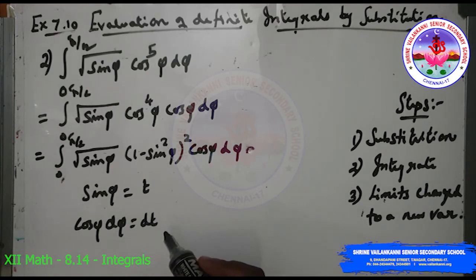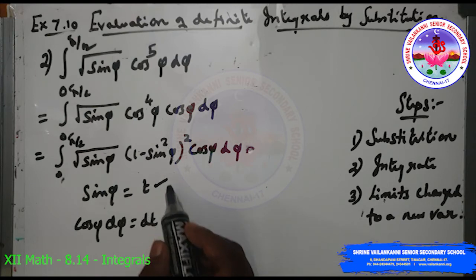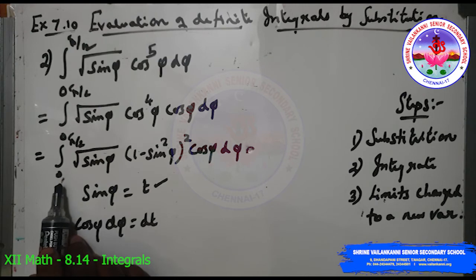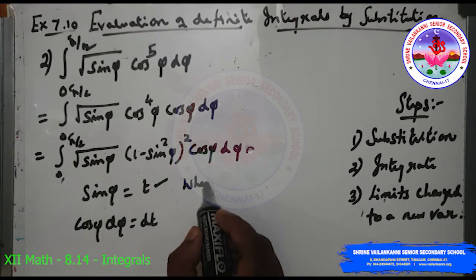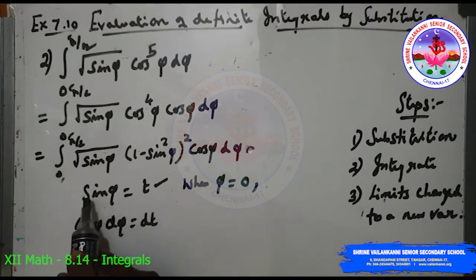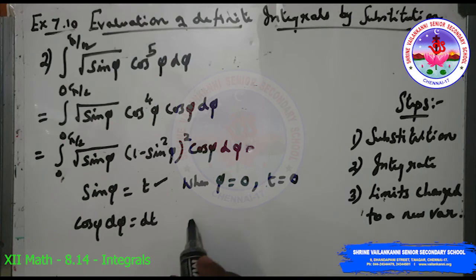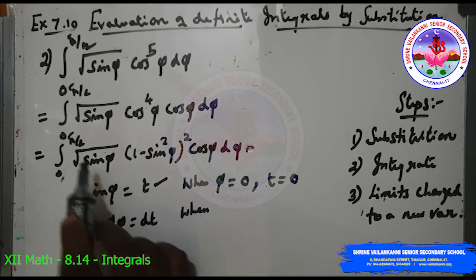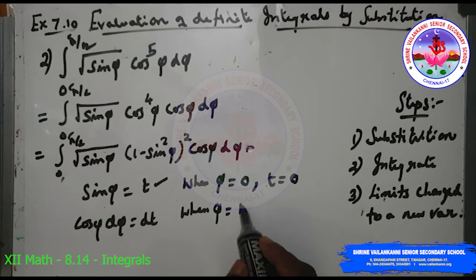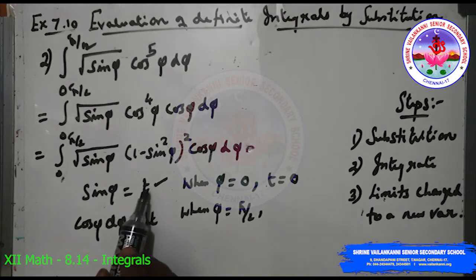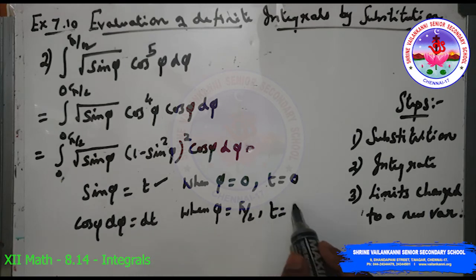Then we have to change the limits in terms of the new variable t. So lower limit is 0. So when phi is 0, sin 0 is 0, that is t equal to 0. Then upper limit pi by 2. So when phi equal to pi by 2, sin pi by 2 is equal to 1, so t equal to 1. Here the limits change to 0 to 1.